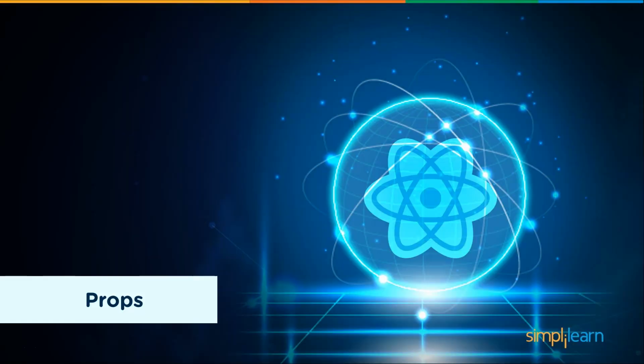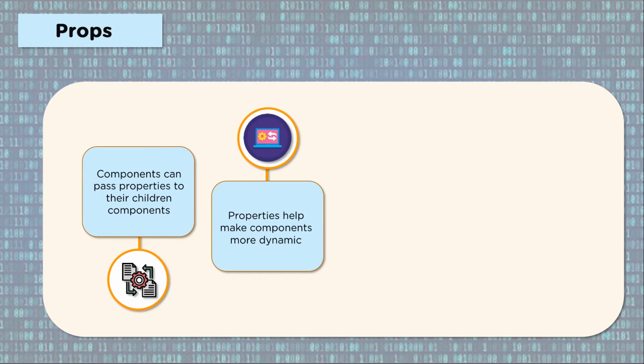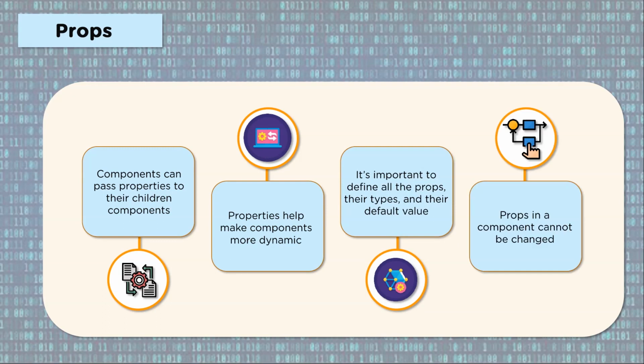Let's talk about props or properties. Now, components can pass properties from the parent component to the nested or the inner child component. Properties actually help making components more dynamic, because due to the data binding and the state that the properties hold, you can actually flash certain amount of updated values into the user interface or the components that are being injected onto the UI. It's hence important to define all these props, their data types, and also their default values. Props in a component cannot be changed.